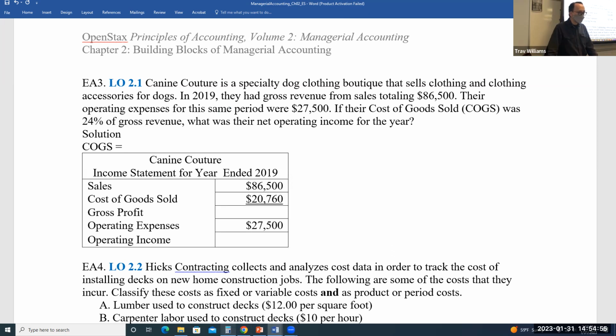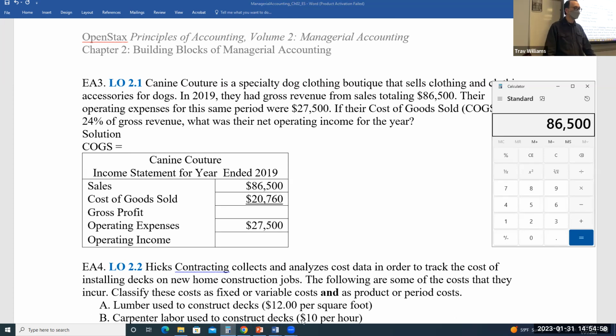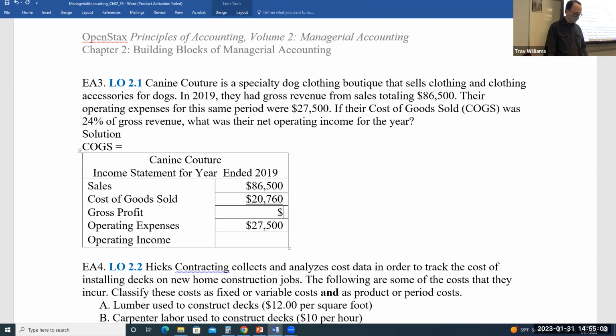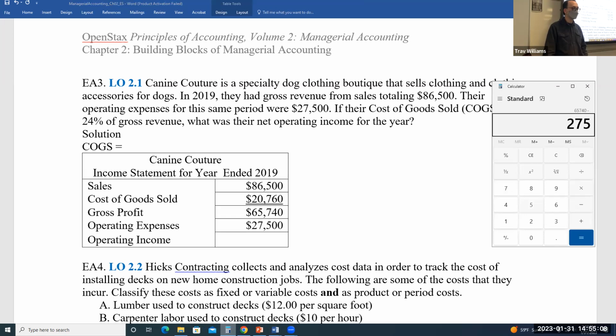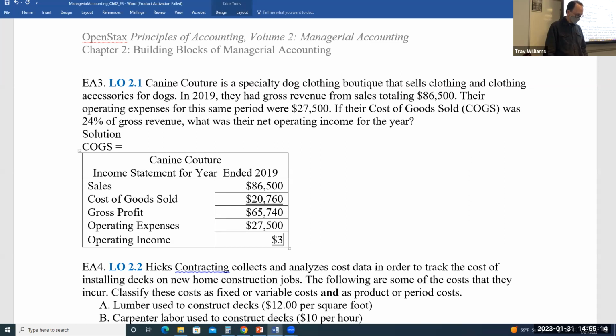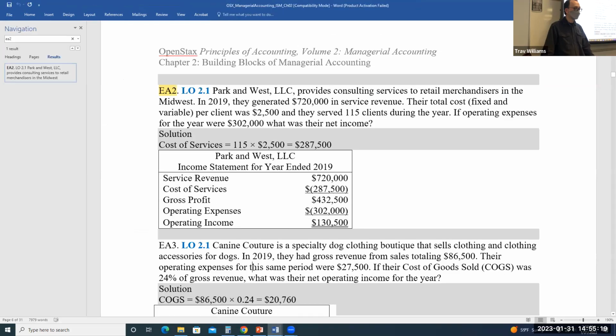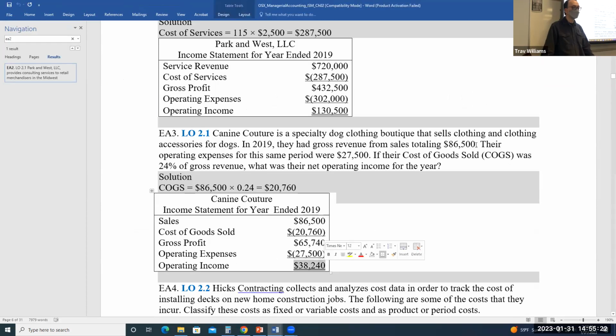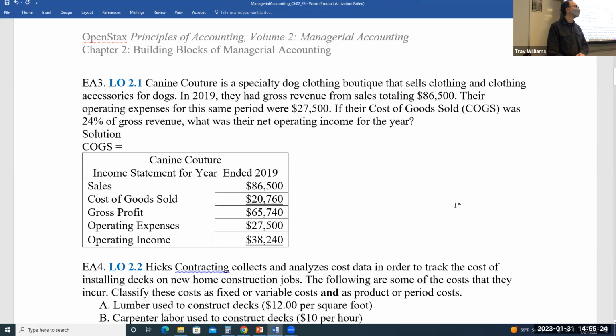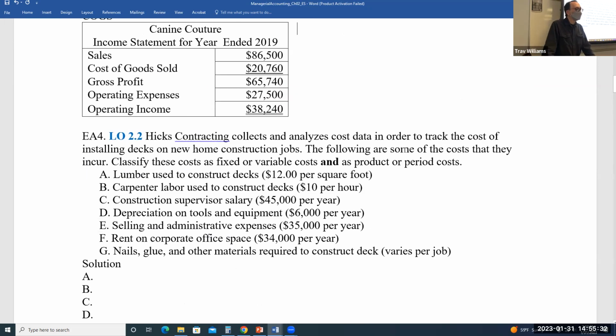And again, we will subtract sales minus cost of goods sold gives us gross profit. Subtract operating expenses, get operating income, and then Trav checks to make sure he got it right. Yep, 38,240. Okay, questions on this income statement? All right then, moving on to number 4.